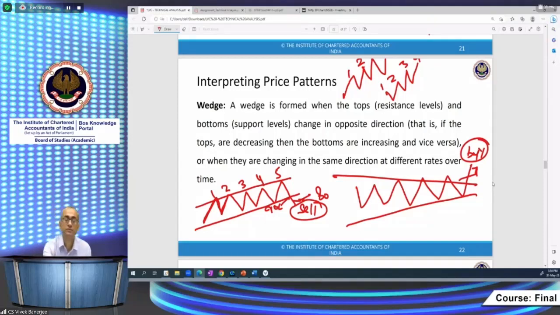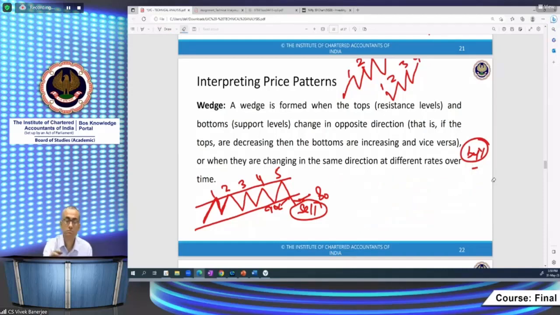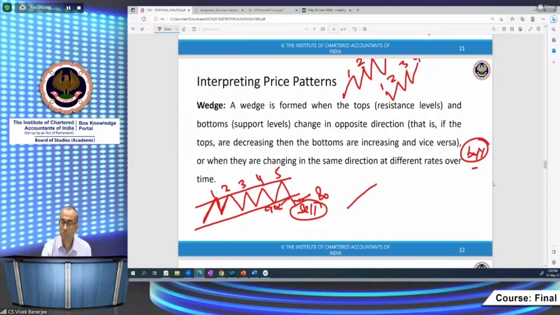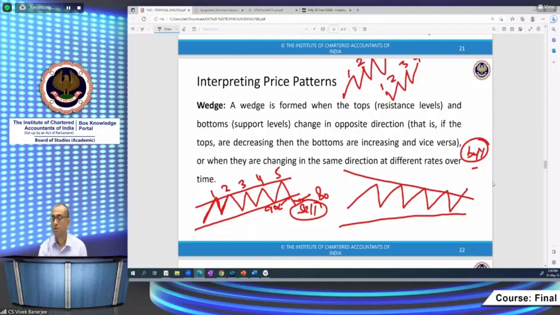I will give you a different example. Okay, so this is actually giving a buy signal.